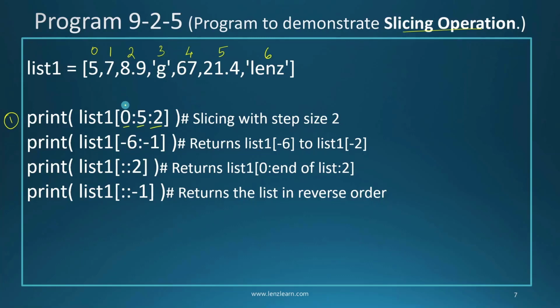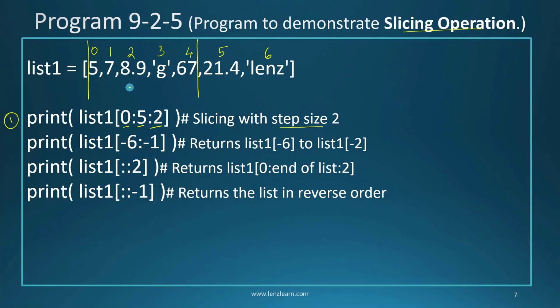So 0 is the starting index where the slicing should start. So I will start from here. And 5 is the ending index where the slicing should stop. So it will actually stop at 4, not at 5. Okay, as we have studied before. And what is this 2? 2 is the step value. Okay, so here you can see that's a step size.